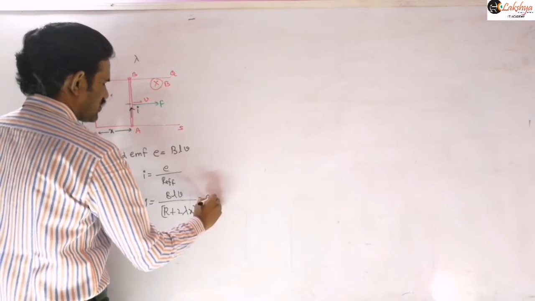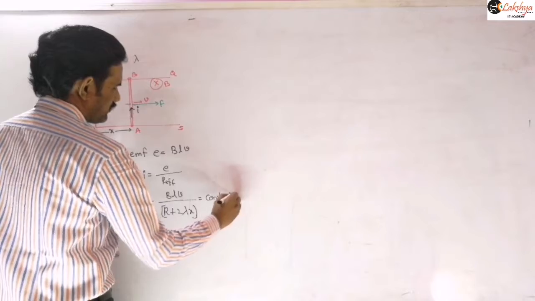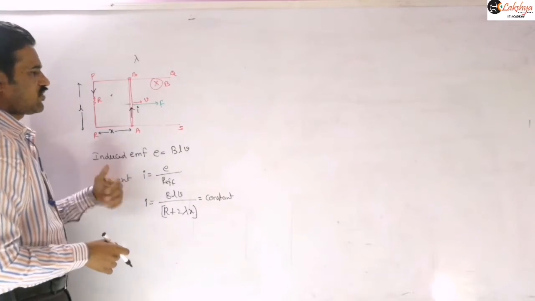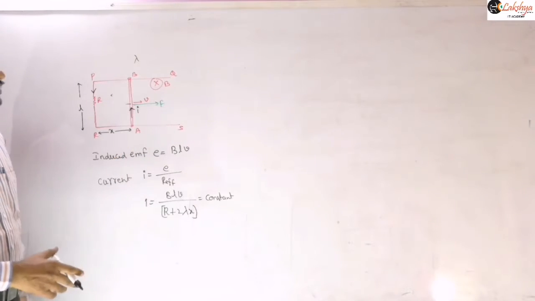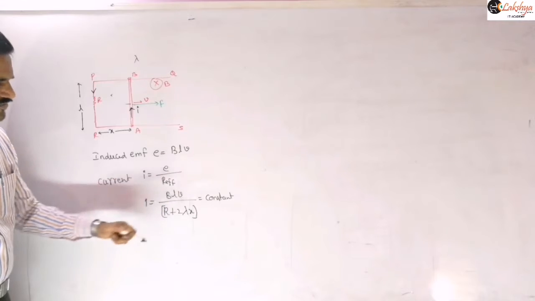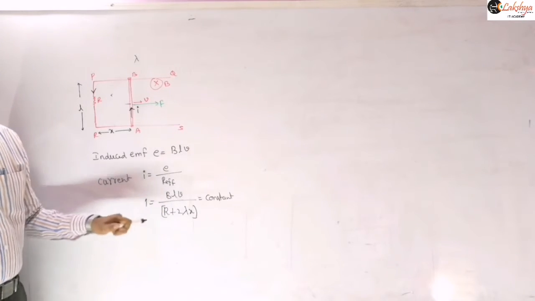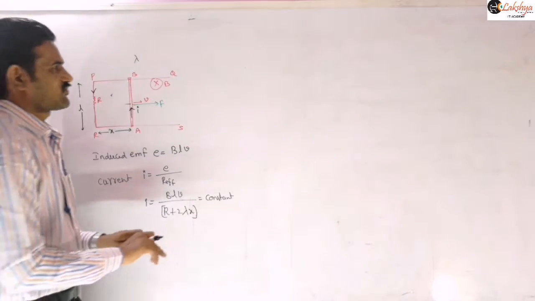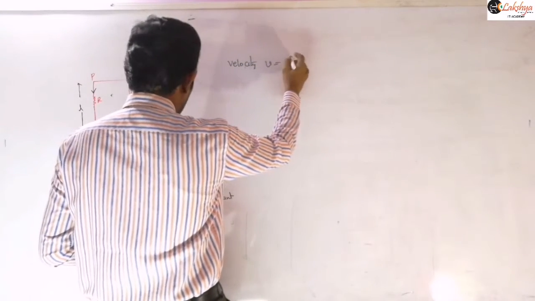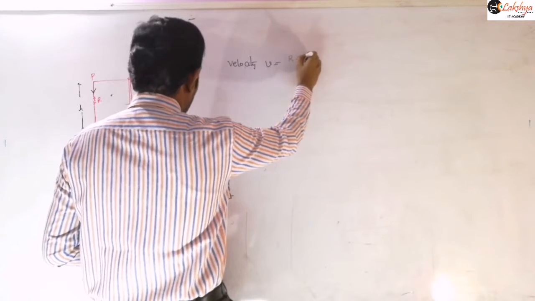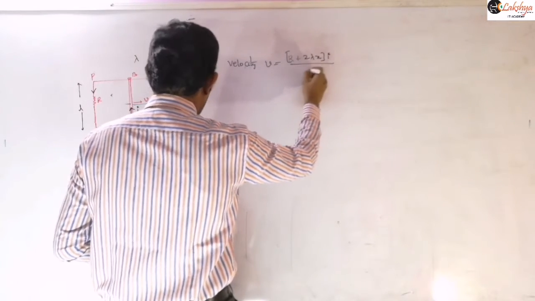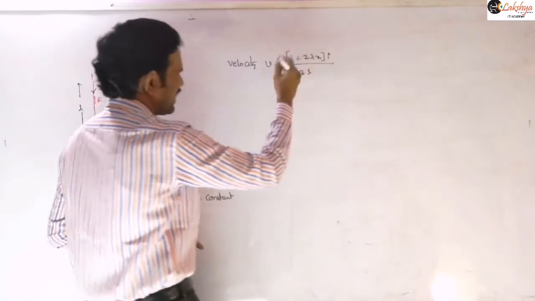The given information is that this current is a constant current. From that we can write an expression for the force and the velocity. Since I is known to us, we can write the velocity of the rod as V equal to (R plus 2 lambda X) into I divided by B L. So that is the velocity expression.